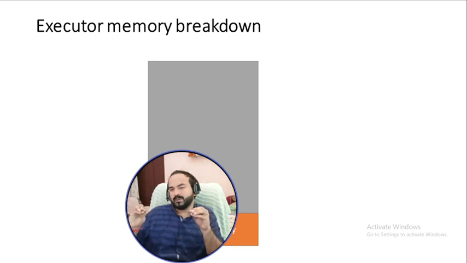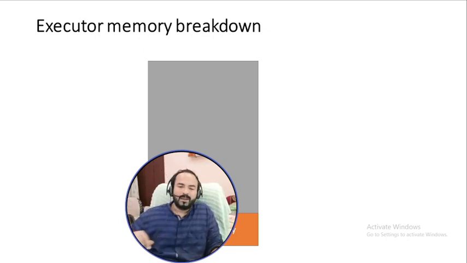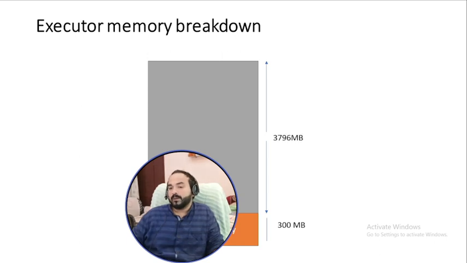So don't worry about this reserve memory. You can't do anything with it. Spark internal objects are generally stored inside this memory. Okay, the other one: consider you have 4 GB, you are assigning 4 GB RAM for this executor, like executor memory 4 GB. So 300 is gone. So how much is left?